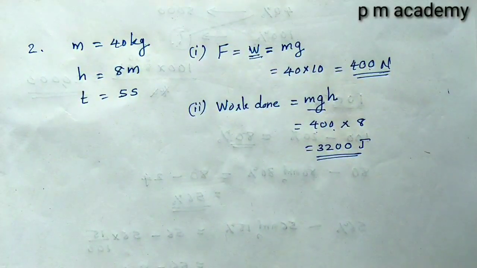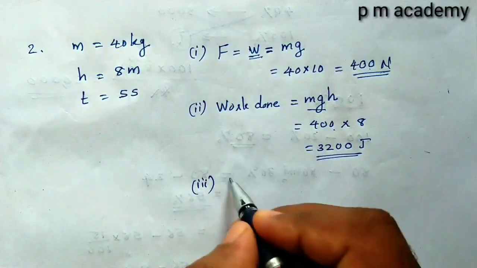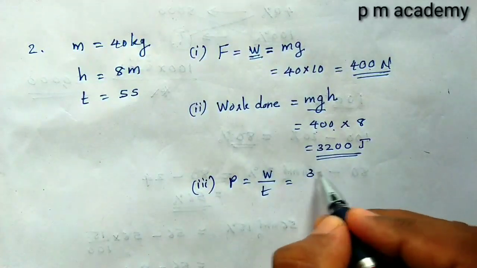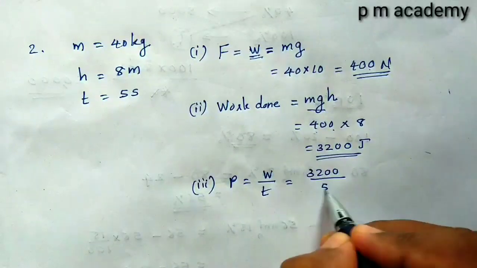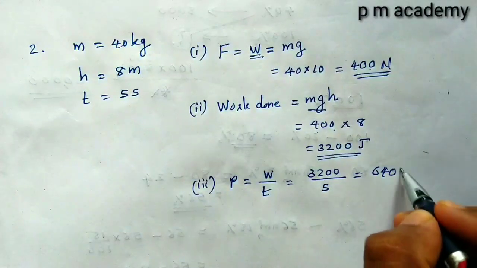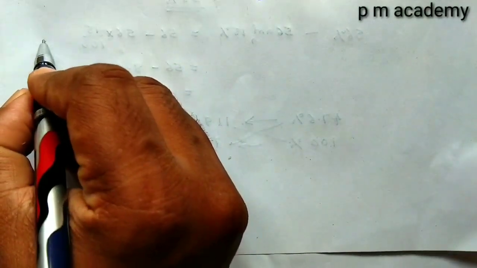3200 joule. Then question number 3, you have to find the power. What is the power? Power is equal to work by time. Work is 3200, time is 5 seconds. Therefore 3200 by 5, answer 640 watts. Next question, question number 3.